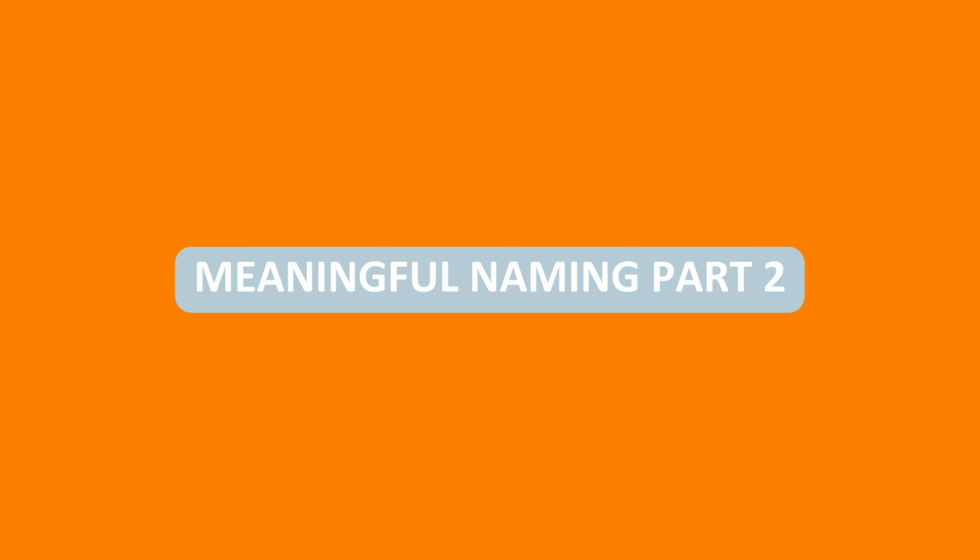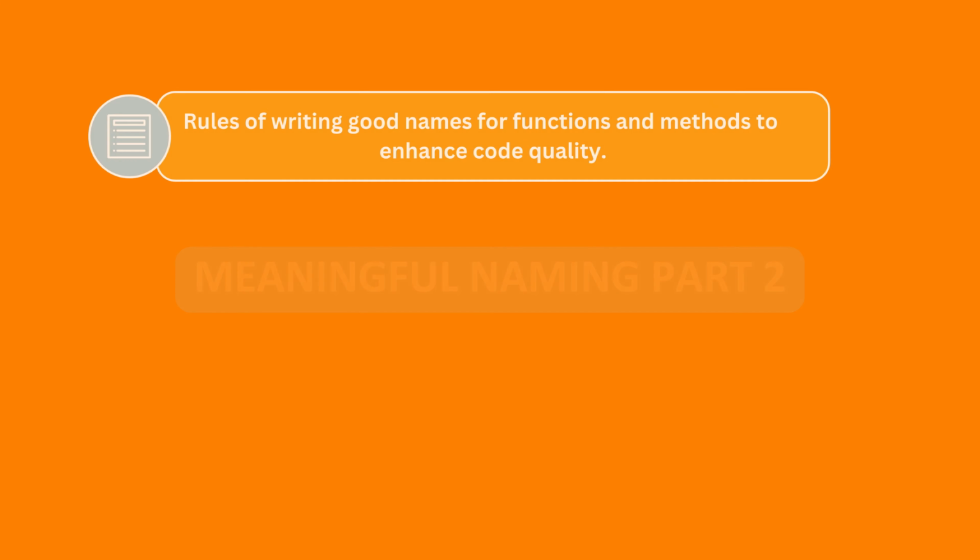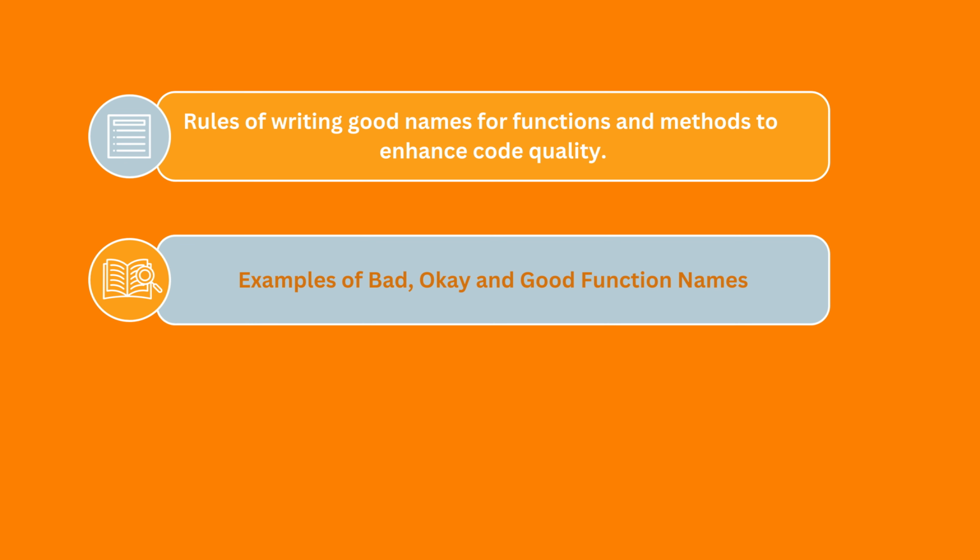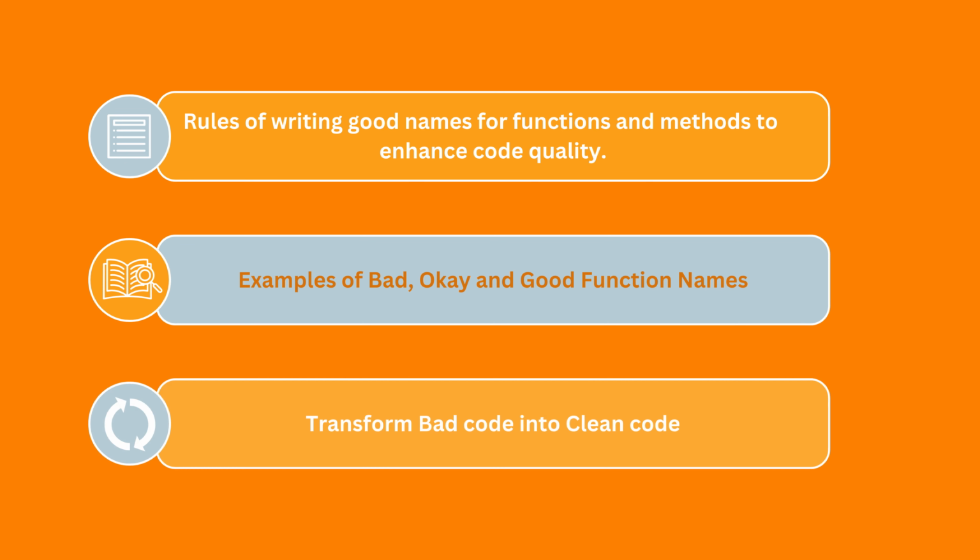In the previous episode, we learned about the power of meaningful names for variables, constants and properties. Today, we are taking a closer look at clean code and diving into the rules of naming functions and methods. In this episode, you will discover rules of writing good names for functions and methods to enhance code quality. We'll also take examples of bad, okay and good function names. In the end, we will use the concepts learned in this video to transform a bad code into clean code.